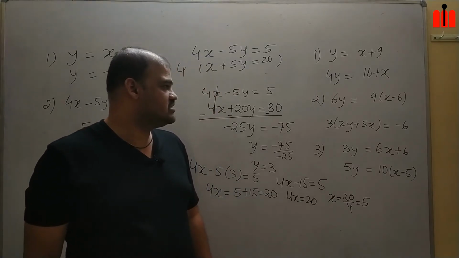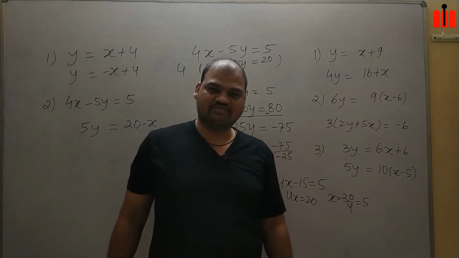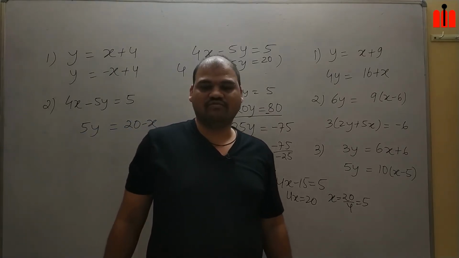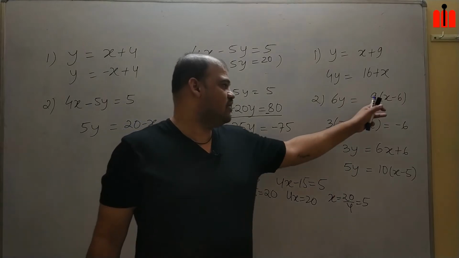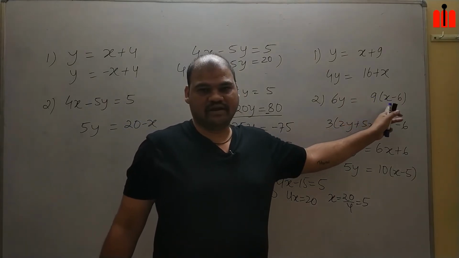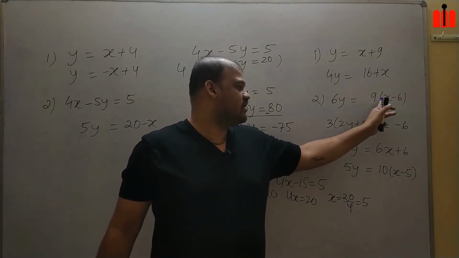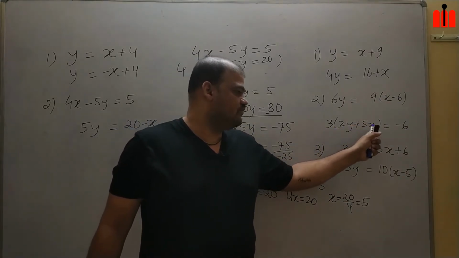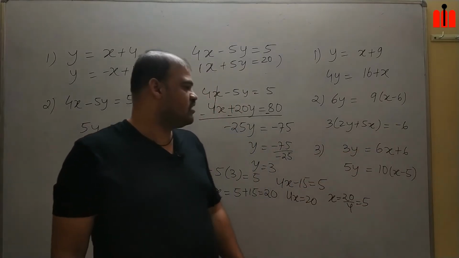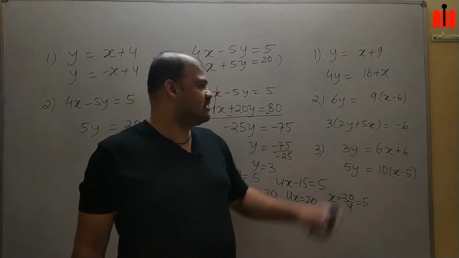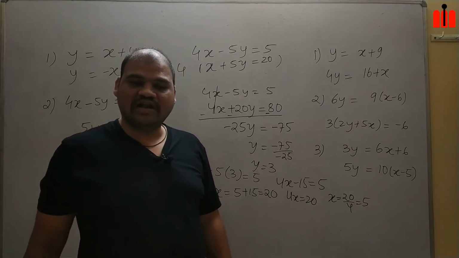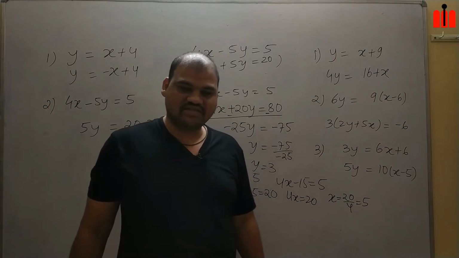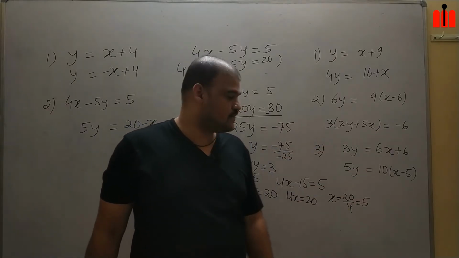The second question is 6y equal to 9 into x minus 6, 3 into 2y plus 5x equal to minus 6. Okay. Here what you have to do, 9 you have to multiply with the entire inside of the bracket. So it will become 9x minus 54. Here it will become 6y plus 15x equal to minus 6. Are you getting it? So the second problem is 6y equal to 9 bracket x minus 6, 3 bracket 2y plus 5x equal to minus 6.